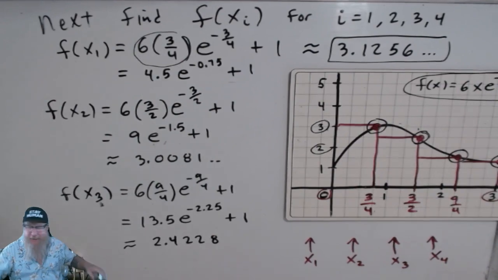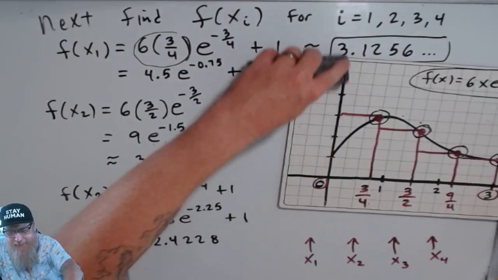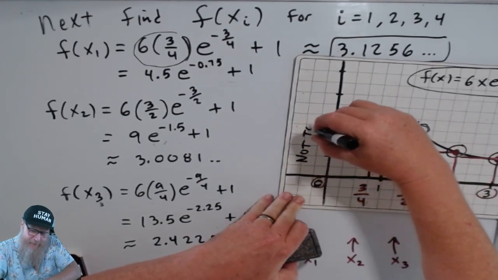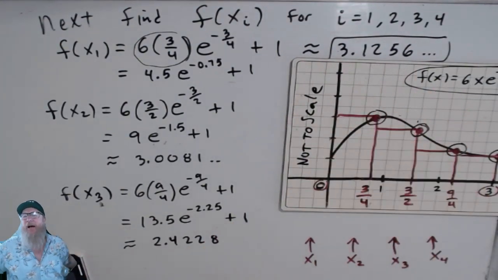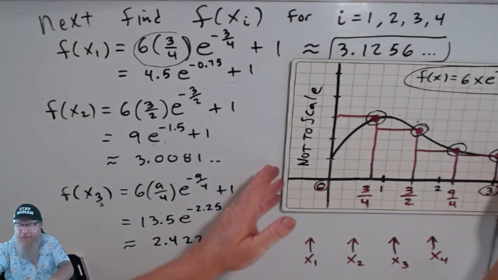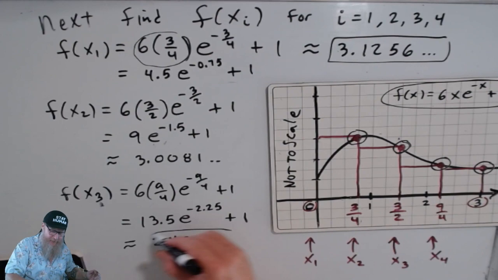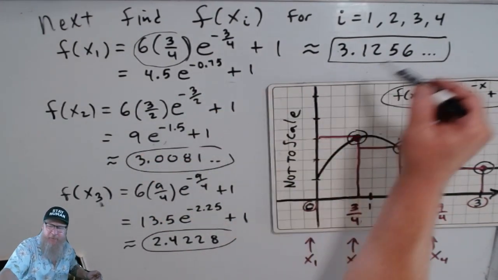One trick, I know it doesn't really matter, but you could just do something like this and just say not to scale. Right? And so the y values are not to scale. They're just there to give you a visual, something to look at while you're doing the problem. All right, so there's your f of x3.